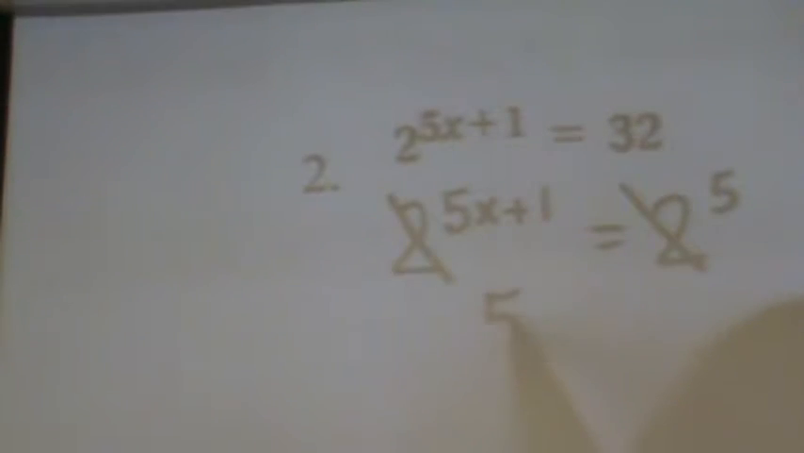How about number 2? Can you make 32 in base 2? What is it? 2 to the 5th power. So we've got 2 to the 5x plus 1 equals 2 to the 5th power. Then cross out the 2's, and you have this equation, 5x plus 1 equals 5. Then what? Subtract 1, and then divide by 5. So 4/5 is the answer.